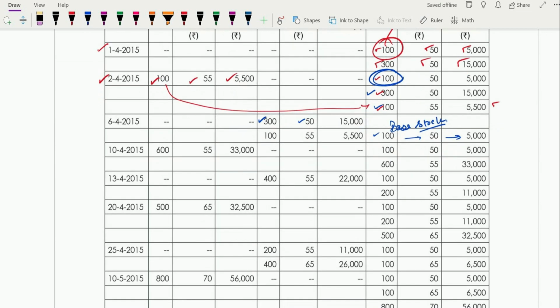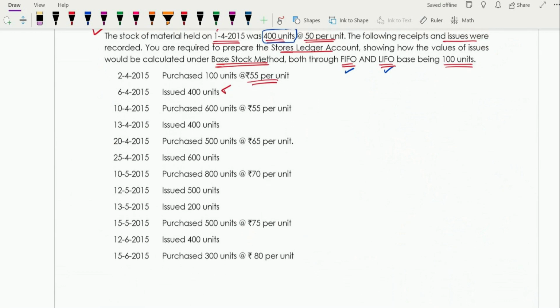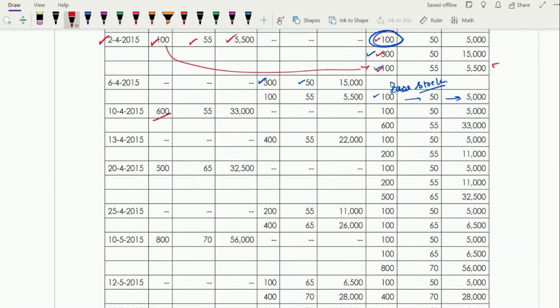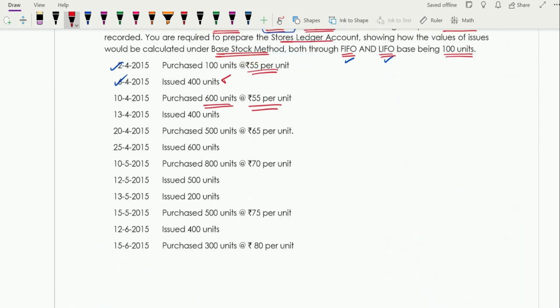Then on 10th of April, they have purchased 600 units at 55 per unit. Very simple. So you will record 100 here, the base stock, which is always going to be there, and 600 units additionally that you have purchased.